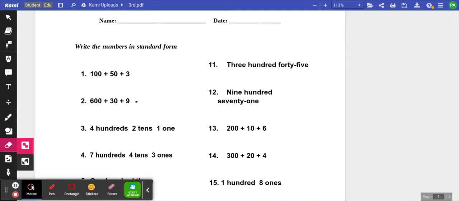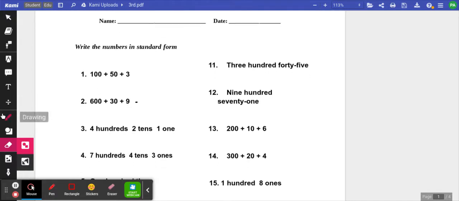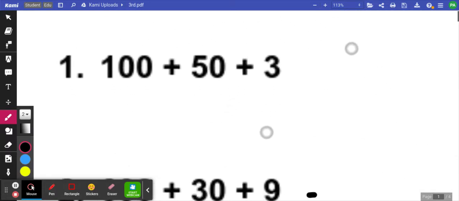Hey guys, to start off today's third grade lesson 2, we're going to begin with writing the number in standard form. The definition of standard form is the number. What I mean by that is, as you can see for number 1, this addition is called the expanded form, and something like number 3 is called the word form. Basically, we're going to be combining those numbers together and creating one whole number. So let's start off with number 1.